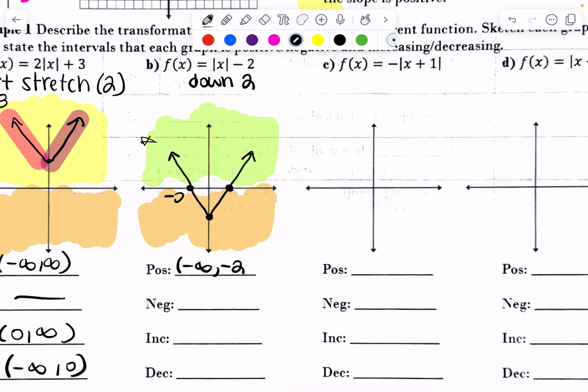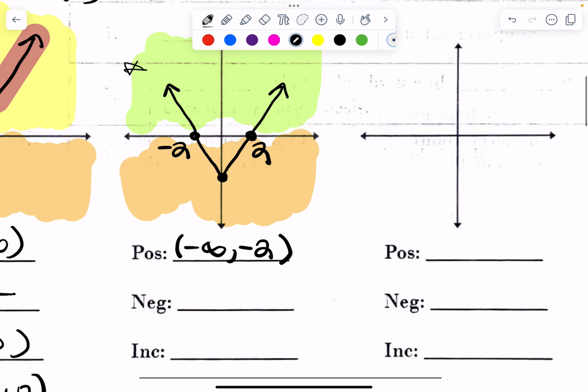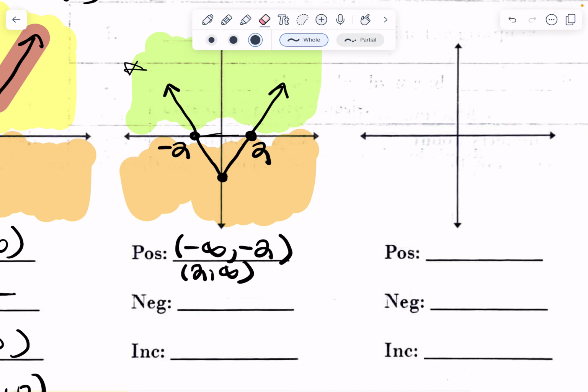Again, this is -2, this is +2, okay? But I also have the positive interval of 2 to infinity. I can't forget that section part. You have to break it up because it's not connected. So you go positive there. You can't connect them.